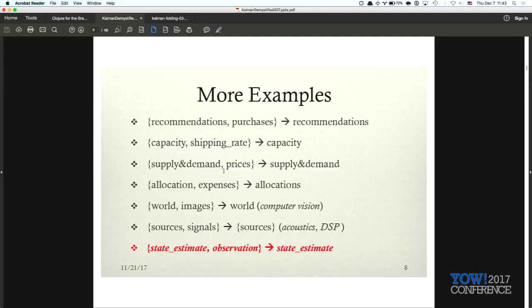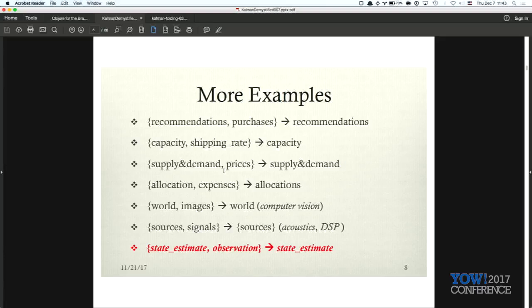You want supply and demand, but you have prices. You want allocations in your accounting, and you have expenses. You want a world map, and you have images. This is the SLAM problem, simultaneous localization and mapping, common in robotics. In general, you have signals and you want some models of the sources. And they all look like this.